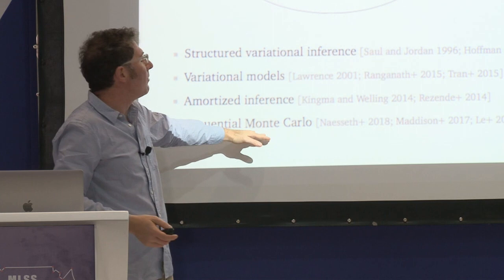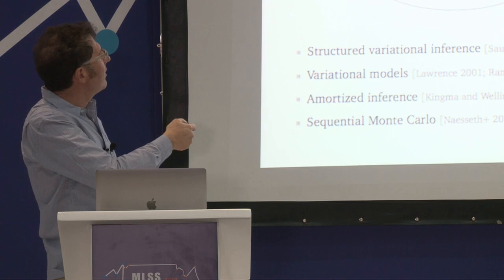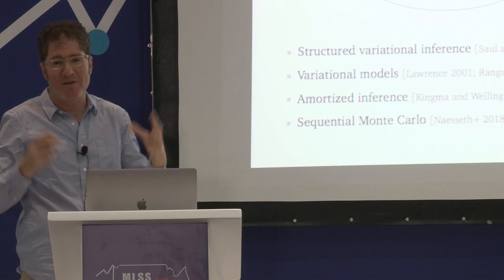Sequential Monte Carlo is another way of doing that. And then we talked a bit about amortized inference, which is kind of a weird idea in this picture. It's like saying, I'm going to stick with mean field maybe, but I'm going to carve out some complicated shape in this ellipse based on the data, and then I'm going to optimize within that family.